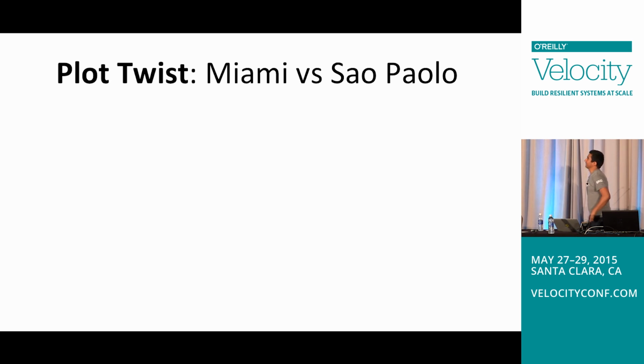There is another plot twist. What we found from the machine learning model is that it gave very close scores to two locations, Miami and Sao Paulo. This is specifically for users in South America. We found that it gave very close scores, right? So how do we resolve this? How do we resolve this problem?